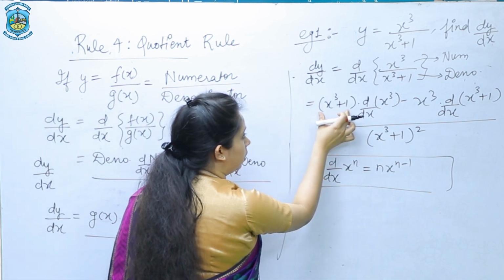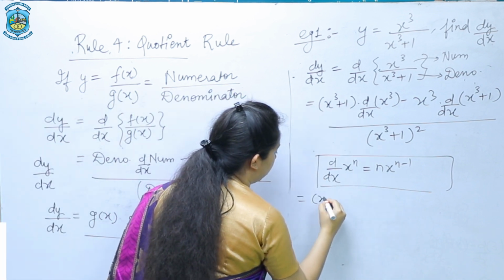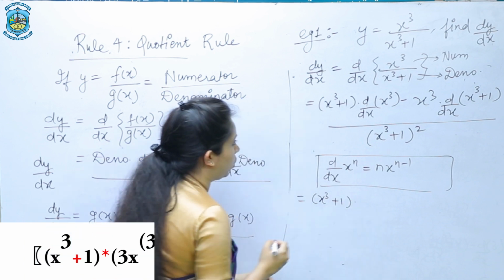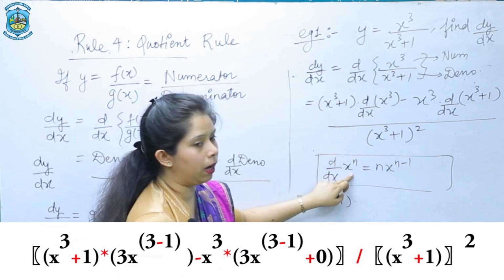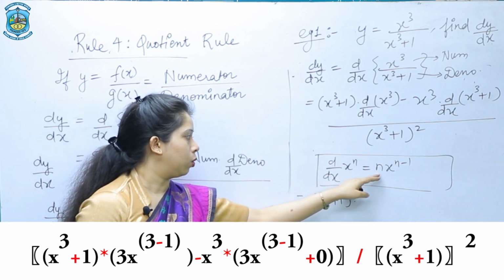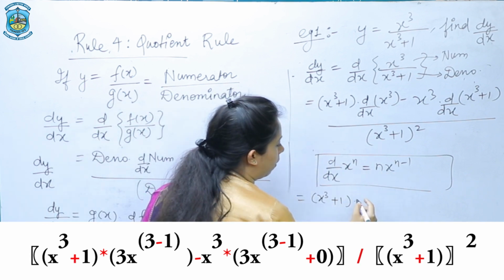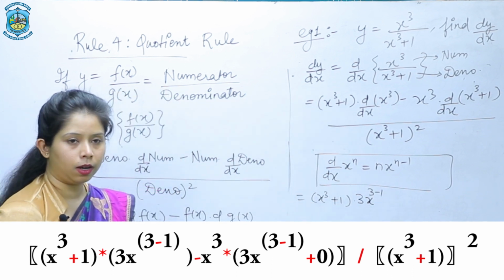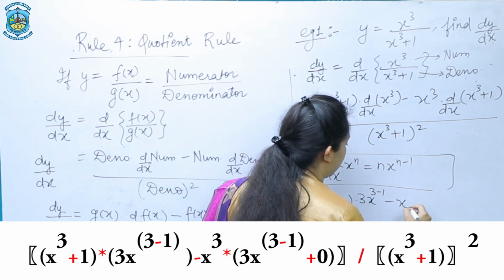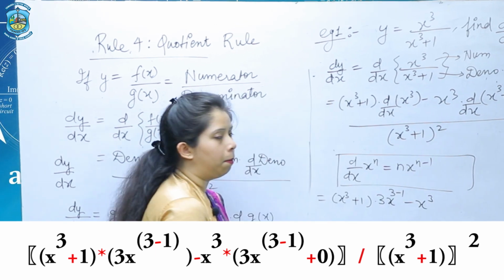So this term will be kept as it is. You just have to differentiate the numerator. So x cube will become, according to the formula, n is what? n is 3. So substitute the value of n in this formula, we will get 3 into x raised to the power 3 minus 1. Minus x cube will be written as it is, multiplied by.